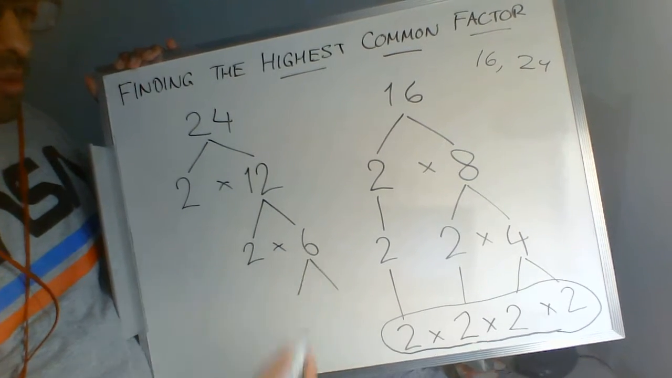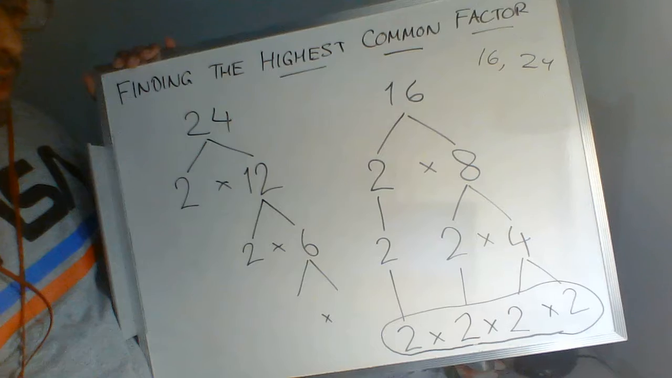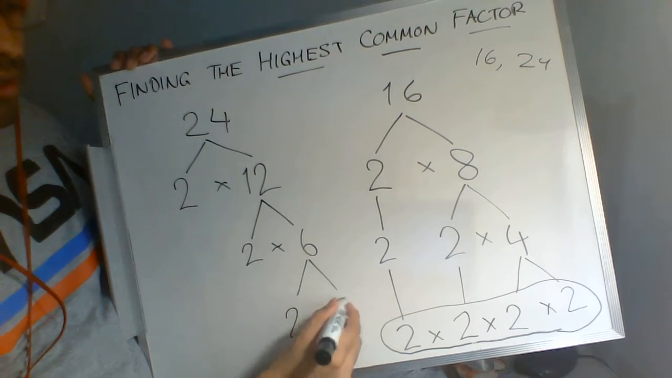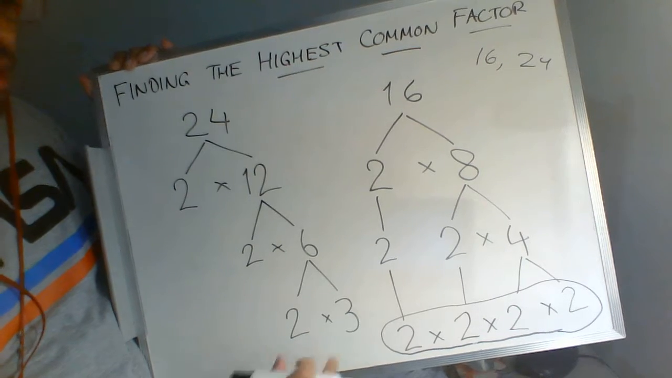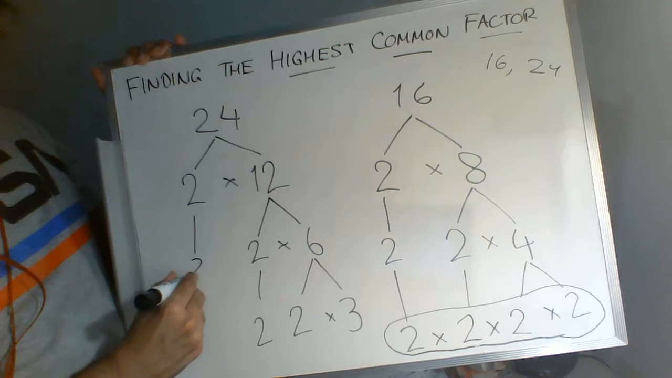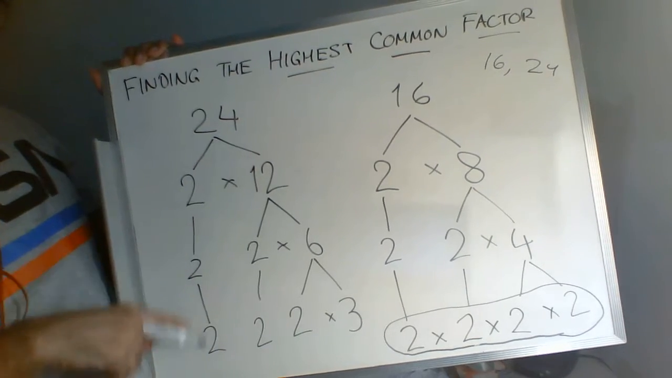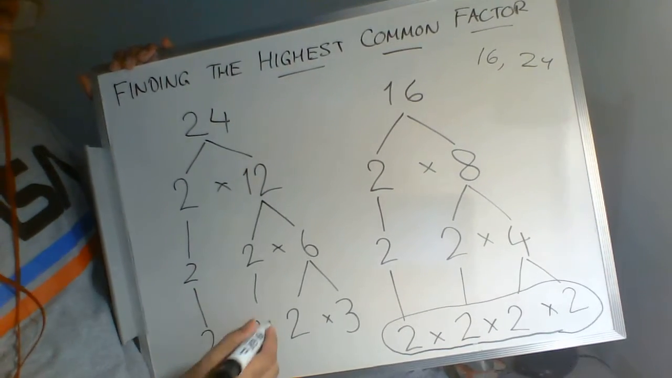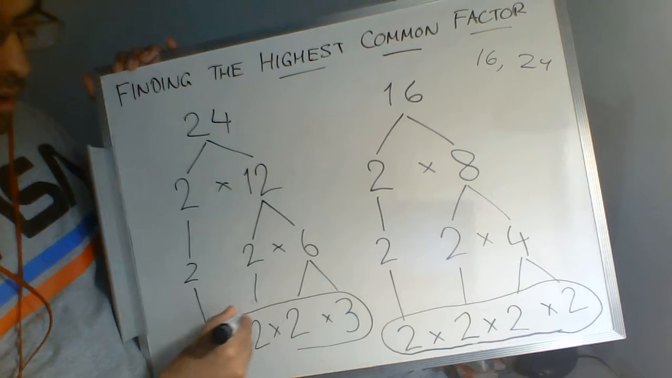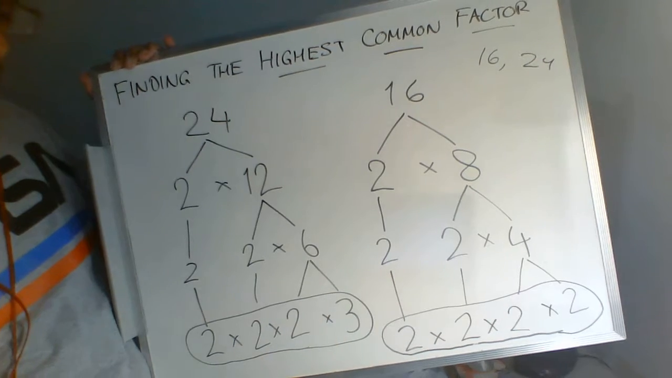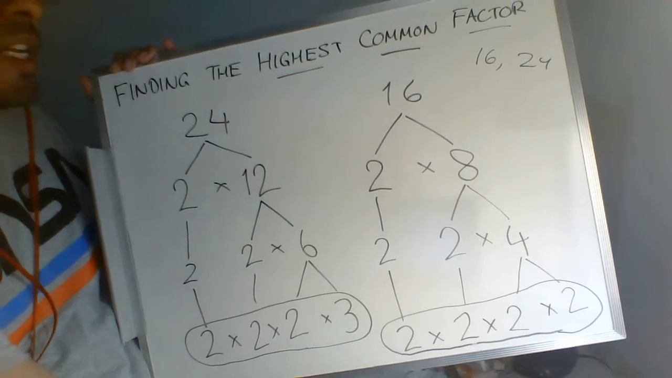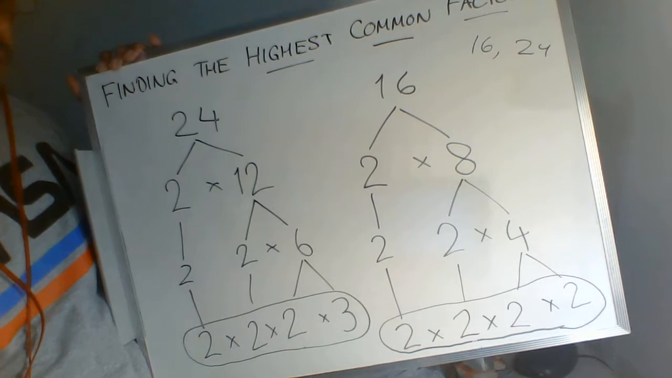6 isn't prime, so we break that up again. 6 can be broken up into 2 times 3, and those are both prime numbers there, so we can stop. We can bring these 2's both down all the way here. You don't have to bring this down in 2 steps, you could just drag it straight to the bottom. And so then we get that for 24, the prime factors of 24 are 2, 2, 2, and 3. Right? We get 2 times 2 times 2 times 3 gives us 24.